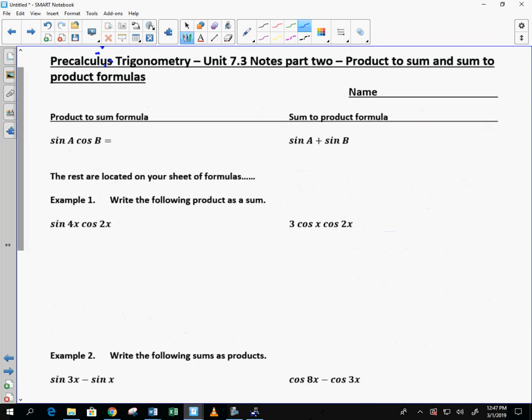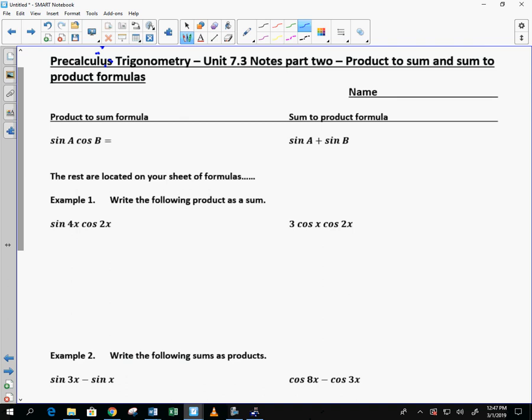Last set of formulas that you want to learn are your sum to product and product to sum formulas. They allow us to take something that's written as a product and write it as a sum, or something that's written as a sum and write it as a product. We're not going to write all of these out because there's 8 of them, and they all start to look the same, and it's going to be pointless for us to do. But what we are going to do is locate them.